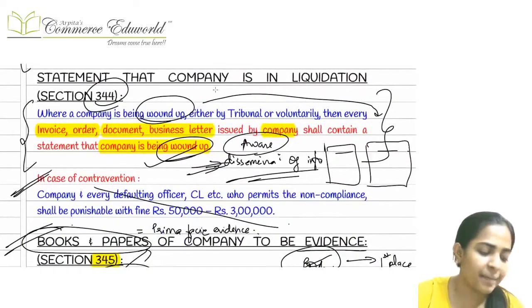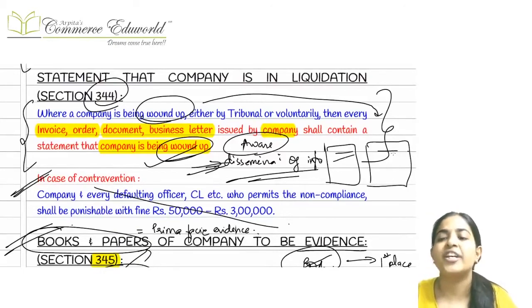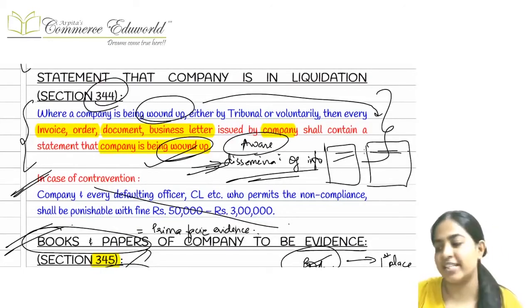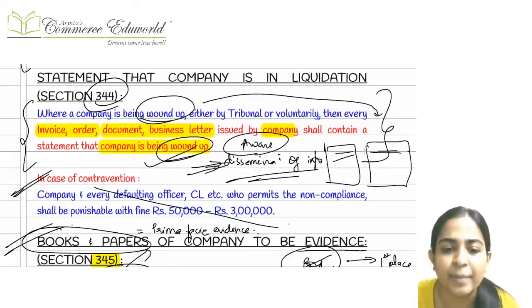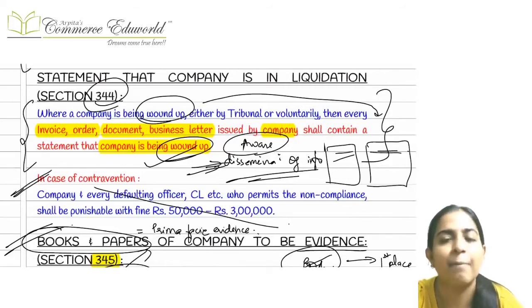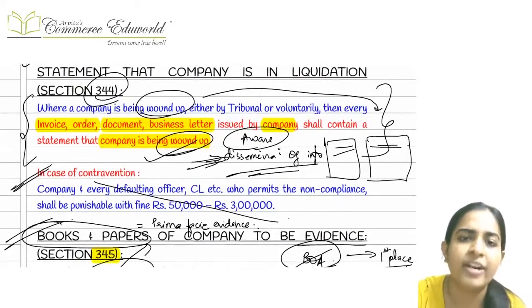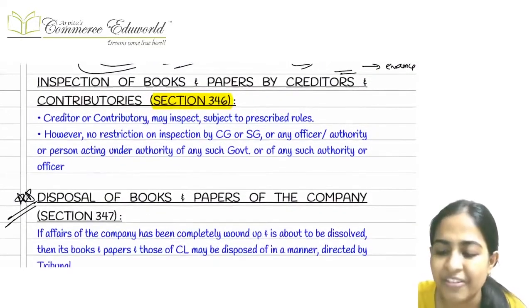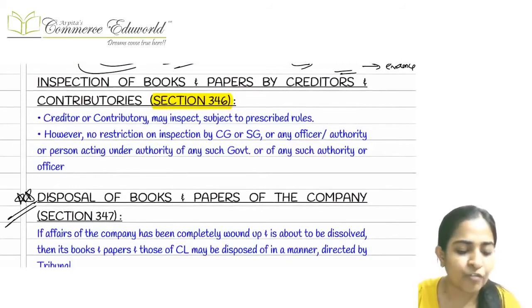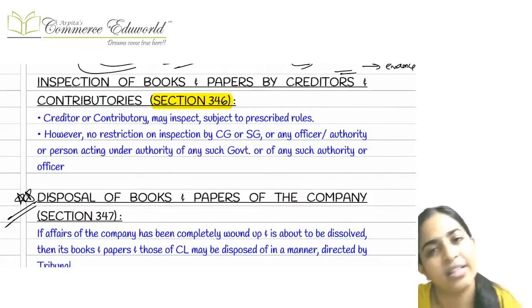And then once the company is into liquidation, whatever office stationery is there of the company, its bills, documents, letterheads, etc., everywhere it should be written that the company is into liquidation, so that everyone comes to know about it. And whenever you want to find out any fact about the company, the first thing that you need to check is the books of accounts of the company.